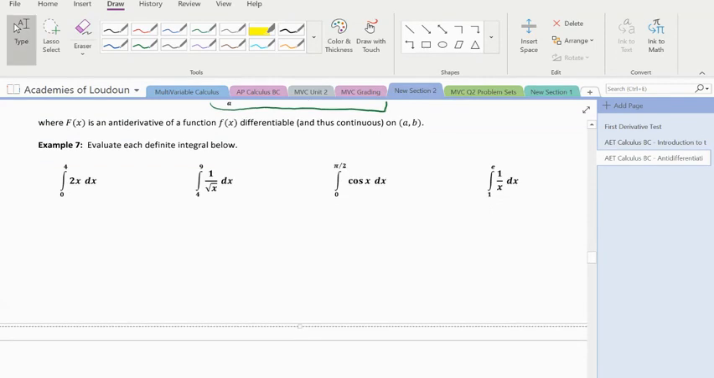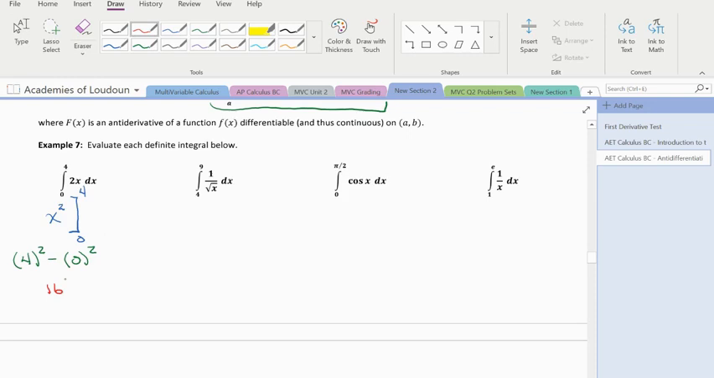Okay, so let's go ahead and take a look at a few examples of these. We're going to evaluate a few definite integrals. So we have the integral from 0 to 4 of 2x dx. Well, we know that the antiderivative of 2x is x squared. We don't need a plus c because we're evaluating it as a definite integral, and we're going to integrate it from 0 to 4. So we have 4 squared minus 0 squared, and that gives us a value of 16.